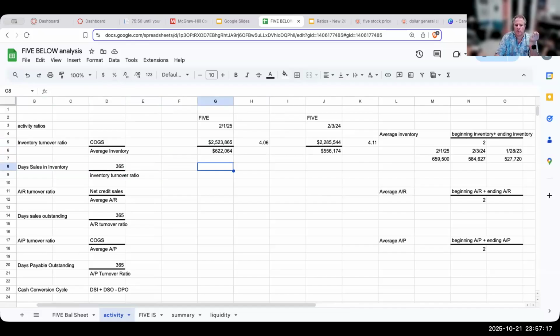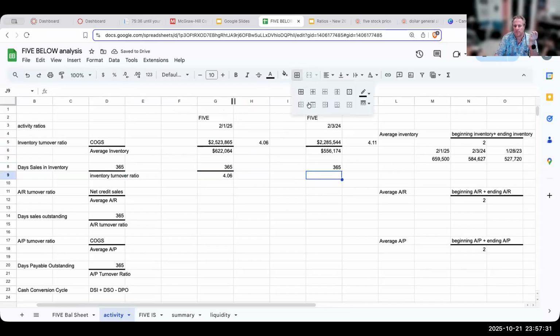So in terms of what we call days sales in inventory, we're going to take 365 and divide it by our inventory turnover ratio. This is going to tell me the number of days it takes me to essentially convert my inventory into cost of goods sold.